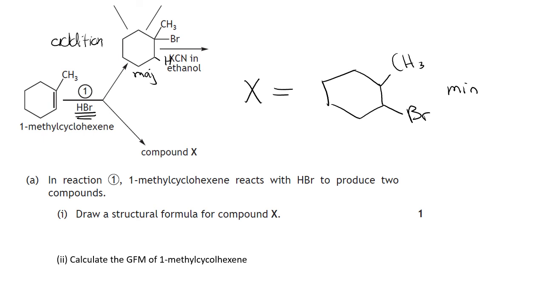Calculate the GFM of this. So GFM, how many carbons have we got? 1, 2, 3, 4, 5, 6, 7. How many hydrogens have we got? I'll use a different colour. We've got three hydrogens here, another one here, and two, two, two, two. This one, we've got one hydrogen on. That's 2, 4, 6, 8 plus the two here, which is 13. And then we have got our bromine.